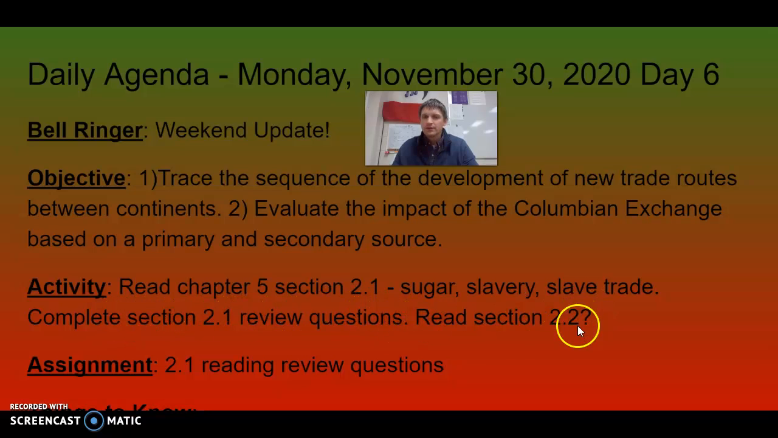I'm not sure if we'll get to the second part, 2.2, which is an idea or a process called the Columbian Exchange right here. And we'll talk through that a little bit as we read it. I think what we'll for sure get through is this, chapter 5, section 2.1. So that's what I'll put in your classroom here for you to do as an assignment.